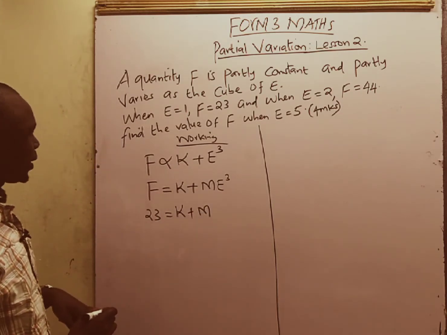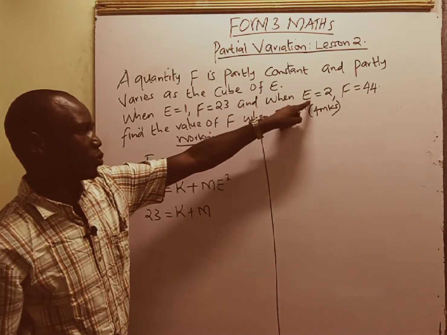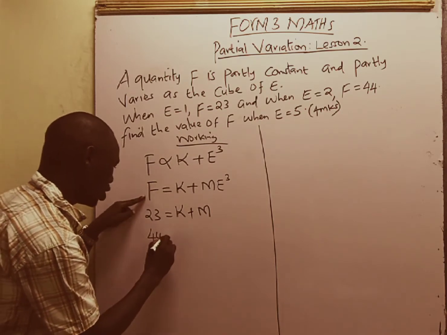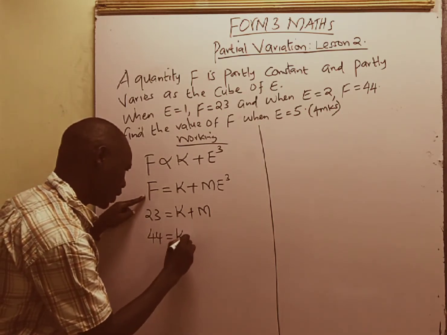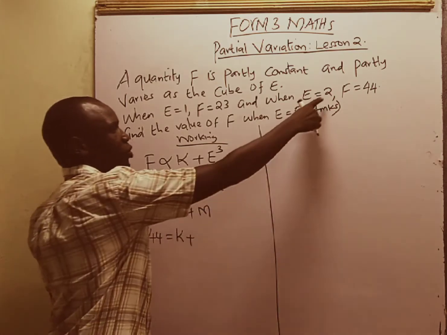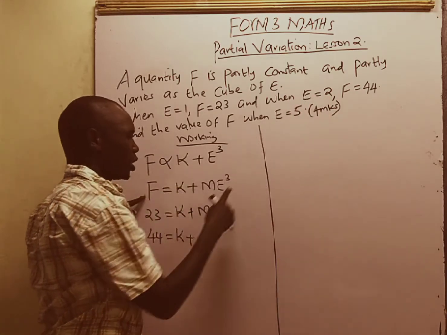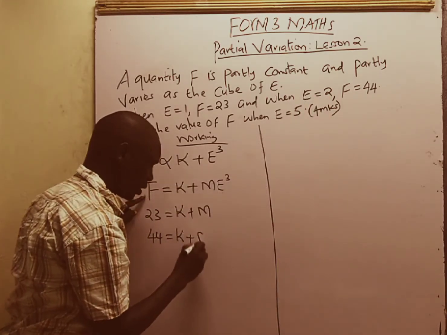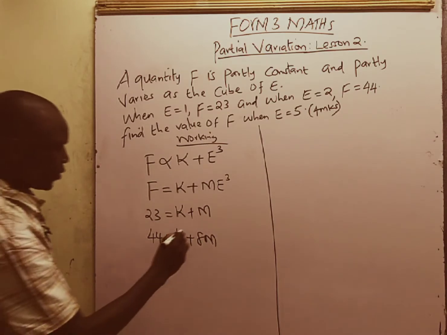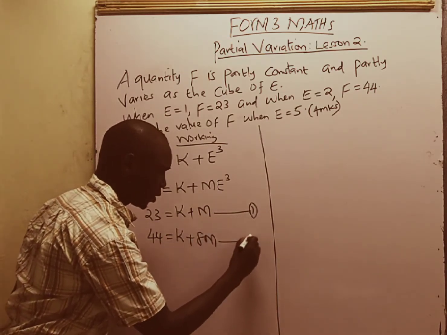Then from there, we have e is 2, f is 44. So f is going to be 44, which is equivalent to our constant k plus, e this time round is 2. 2 cubed means 2 times 2 times 2, which is 8. So 8 times m will give us 8m.